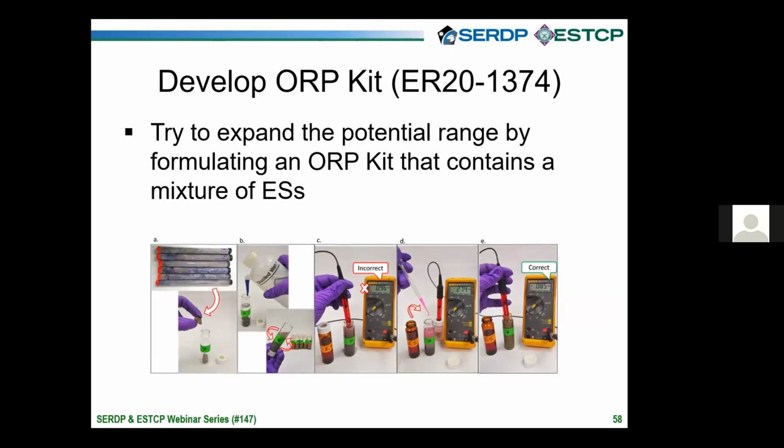So what we propose here is to test a mixture of electron shuttles that covers a broader range of reduction potential. The idea is that the aquifer solids will automatically respond to a suitable electron shuttle within that cocktail, while the other electron shuttles will not impact the system. This will greatly increase the practicality of ORP measurements in the field.